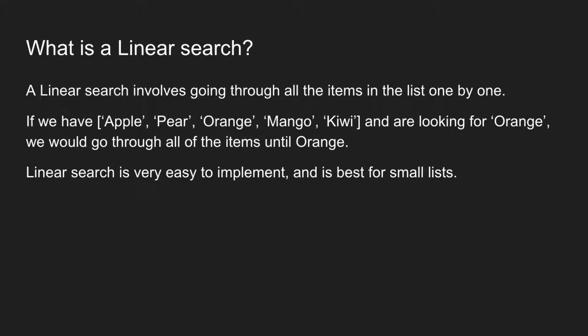So what is linear search? Linear search involves going through all the items in the list one by one. So if we have apple, pear, orange, mango, kiwi, we will go apple, pear, orange, mango, kiwi. But because we're looking for orange, we go apple, pear, orange, and then it's there. So linear search is very easy to implement and is best for smaller lists, because if we use larger lists, then we need to go through a lot more items before we are going to find our item.